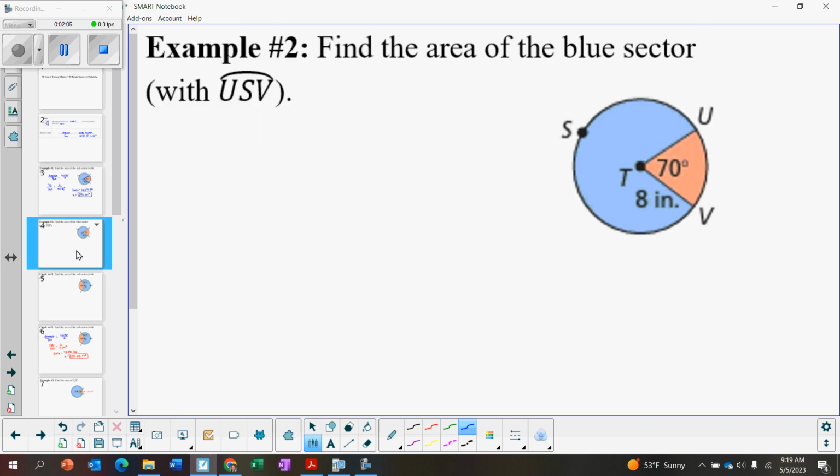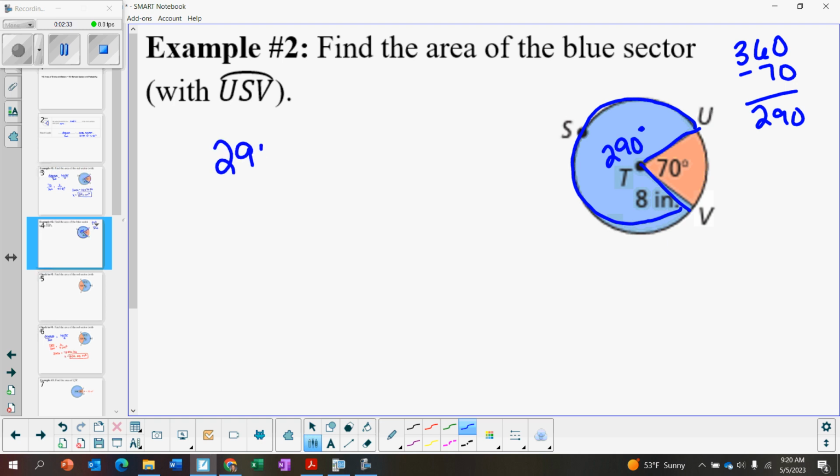Another one, we're going to find now the area of the blue sector. So that's the one with arc USV. Really, it's everything except the red sector, which means its degrees are everything besides 70 out of 360. So if I subtract 70 from 360, we get 290. So that's actually the number of degrees we have.